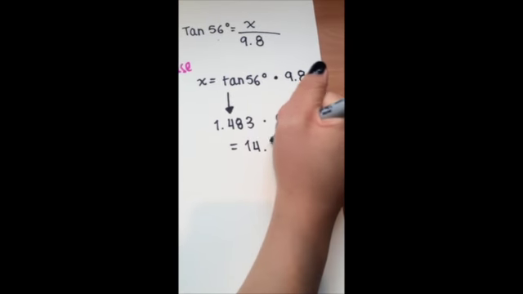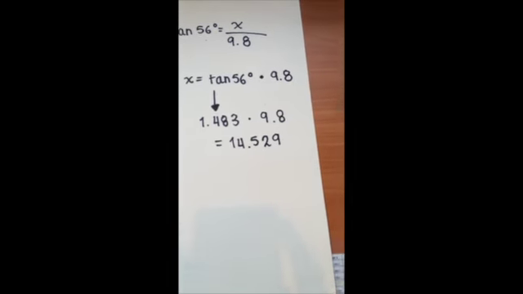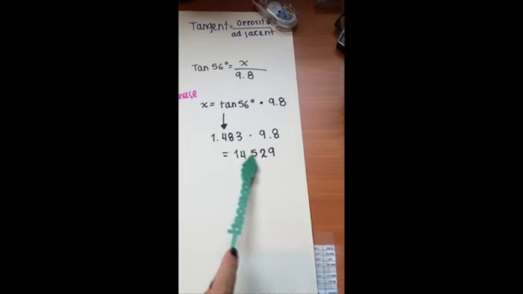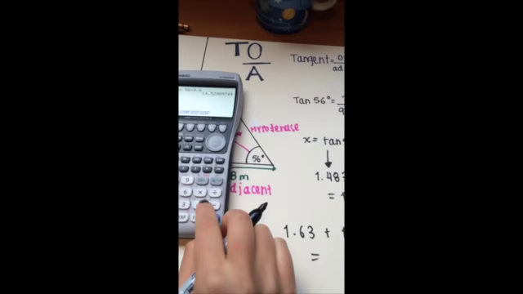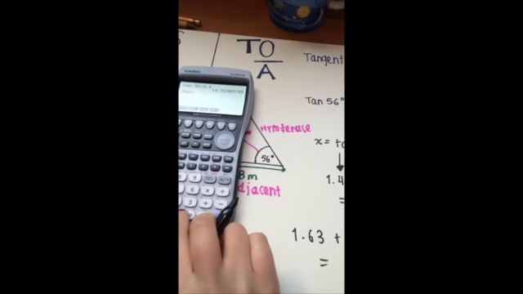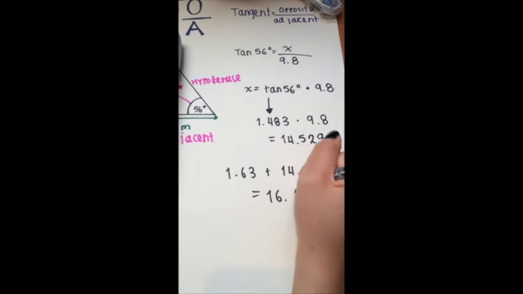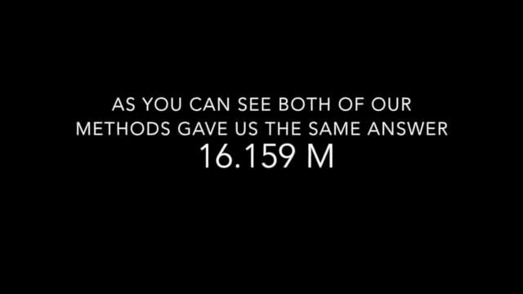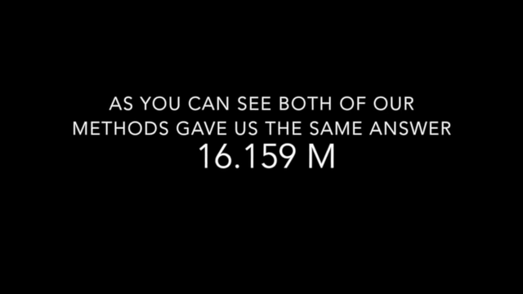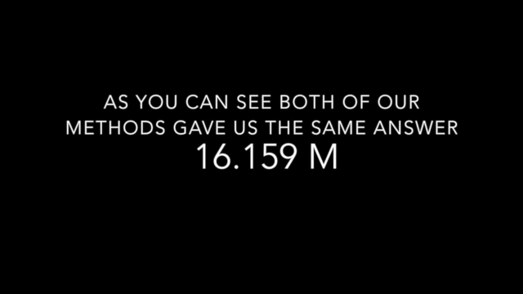14.529. But we couldn't leave the answer alone. We had to add my height, which was 1.63 meters. So we did 1.63 meters plus 14.529 meters equals 16.159 meters. As you can see, for both methods we used, we had the same answer, which was 16.159 meters.